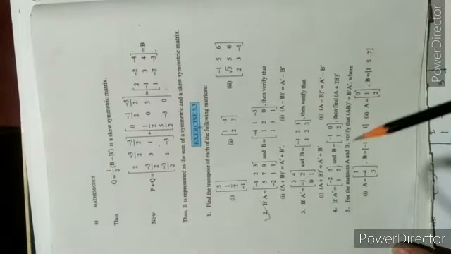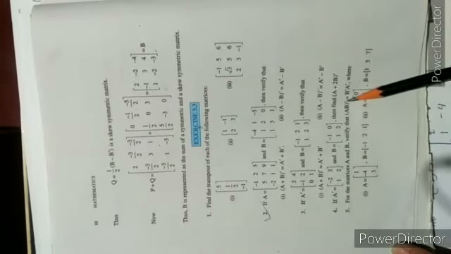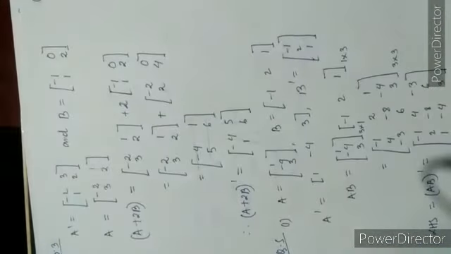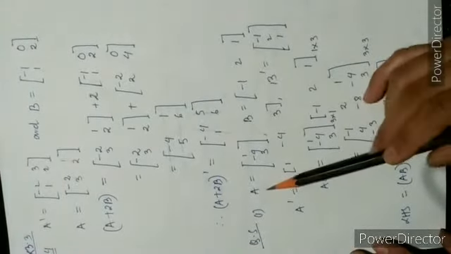For question number 5, for the matrices A and B, verify that the transpose of the product AB is equal to the product of B transpose and A transpose, where Roman number 1 and Roman number 2 are given. Roman number 1.